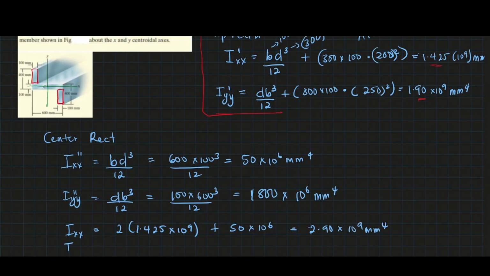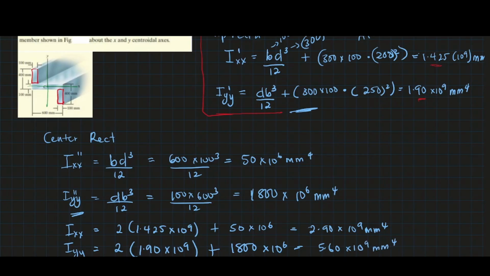And for Iyy, simply add the two you got. Remember, for the top rectangle, we got the value twice, 1.90 times 10 to the power 9 plus 1800 times 10 to the power 6, which is equal to 5.60 times 10 to the power 9 mm4.